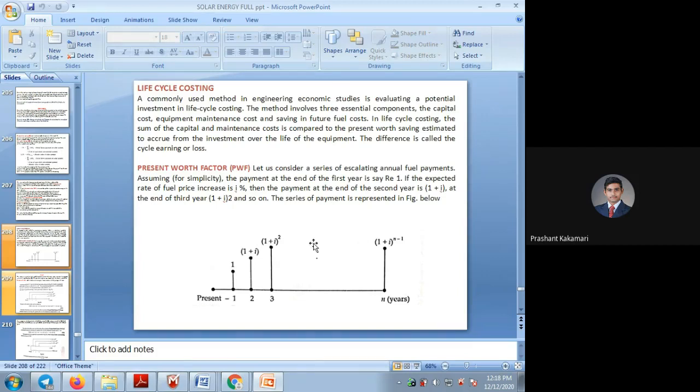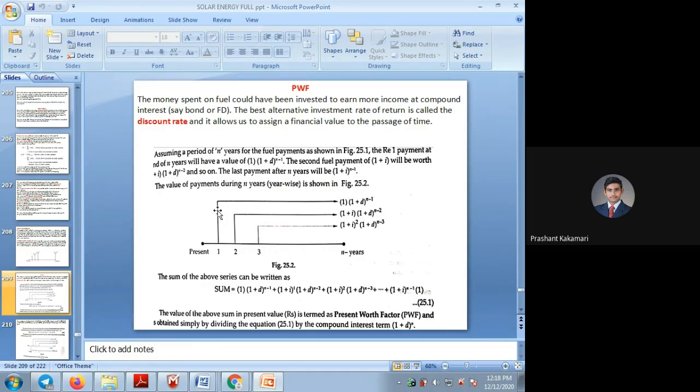Okay. So for these series of payments, what is required for conventional plants, if you take the sum of all these payments, then we can call it the present worth factor. It is what is required for a life cycle of investments. So similarly here, the present worth factor is explained in different ways.